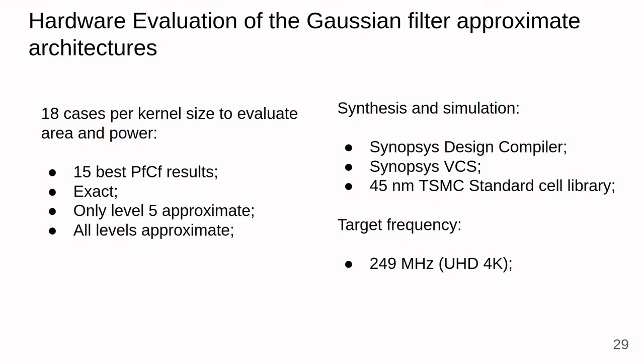To evaluate the area and power, we selected 18 cases per kernel. Those cases are the 15 best performance-conforming results, and 3 corner cases: the exact one, only with level 5 approximated, and with all levels approximated. To synthesize and simulate, we used the Synopsys tools with the 45 nanometer TSMC standard cell library, targeting the frequency of 249 MHz, which is enough to process 4K images.